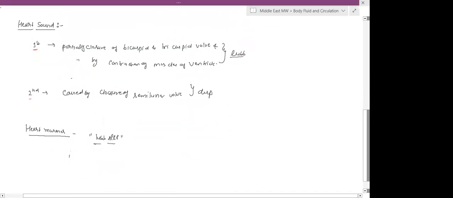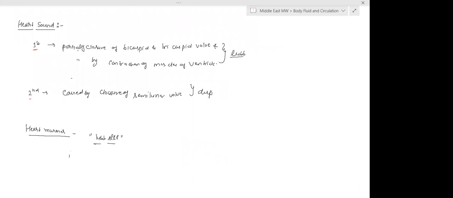Look. Heart sound. First is partially closure of the bicuspid and tricuspid valves. That is the lub sound. It comes from partial closure of the bicuspid and tricuspid valves and partially from contraction of the muscles of the ventricle. The second sound is the dub sound. So what is the heart sound? Lub, dub, lub, dub. That second sound is caused by the closure of the semilunar valve, that is the dub sound.